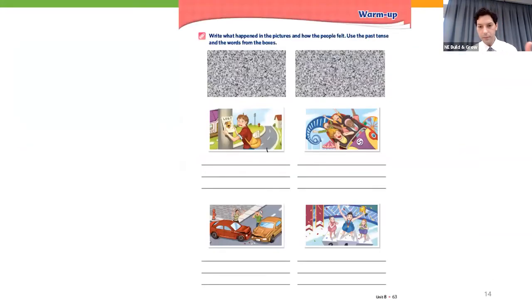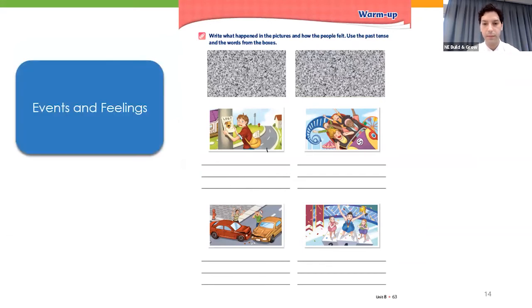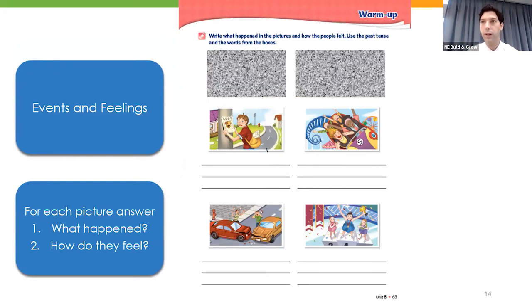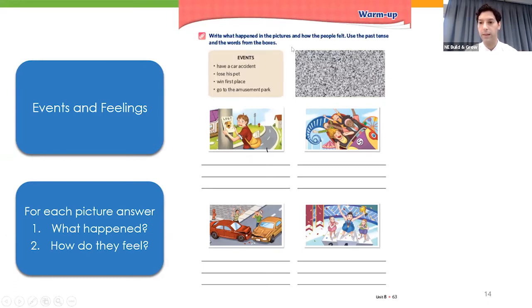Okay, so moving on. Now, a warm-up exercise. We're still talking about scary experiences, right? So in this activity, you see that there are events and feelings. But before we look at those, what I want to do is black those out, because I just want my students to give me input based on what they already know. So I want to talk about the pictures and the boxes, and I want you guys in the chat box to tell me what happened and how they feel. So let's only focus on this first one, just as an example. I want you to tell me what happened to this boy and how does he feel? Okay, so let me check in the chat box and see what you guys think.